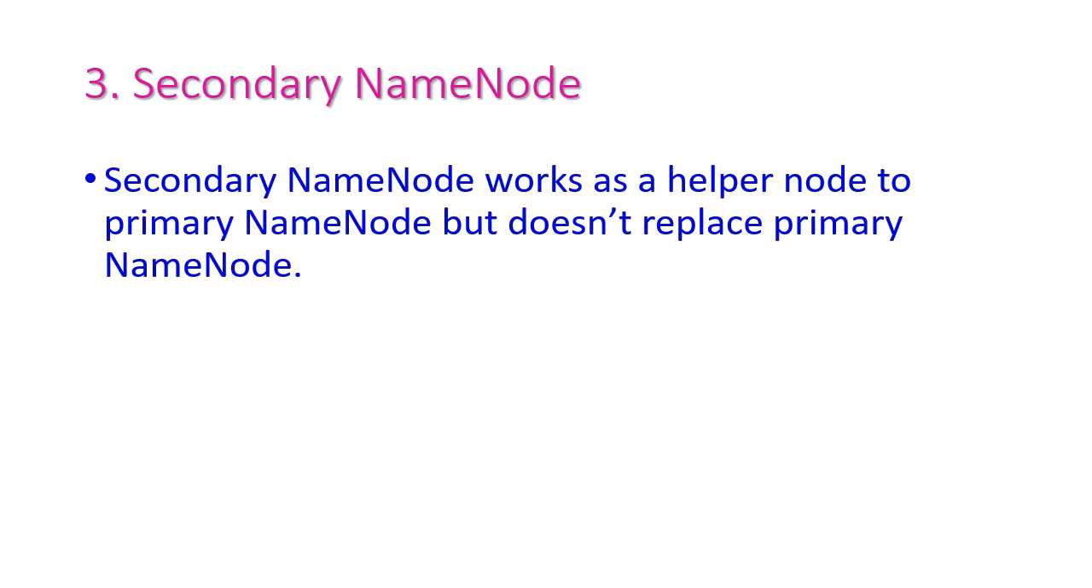Next one is secondary name node. That is, apart from primary name node and data node, we are having secondary name node, and it works as a helper node to the primary name node. But it does not replace the primary name node. It is going to simply help the primary name node.